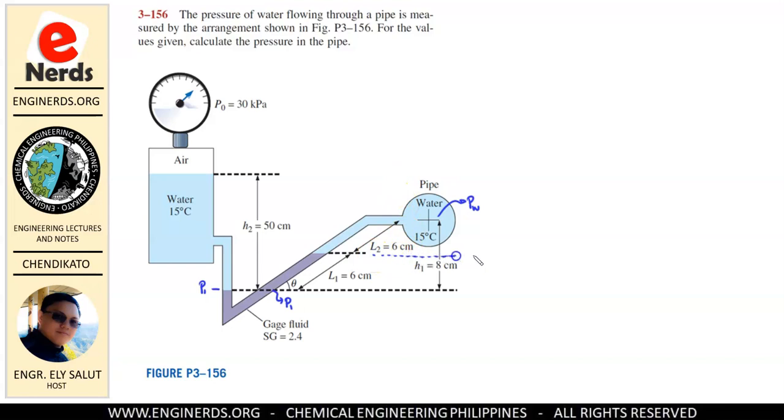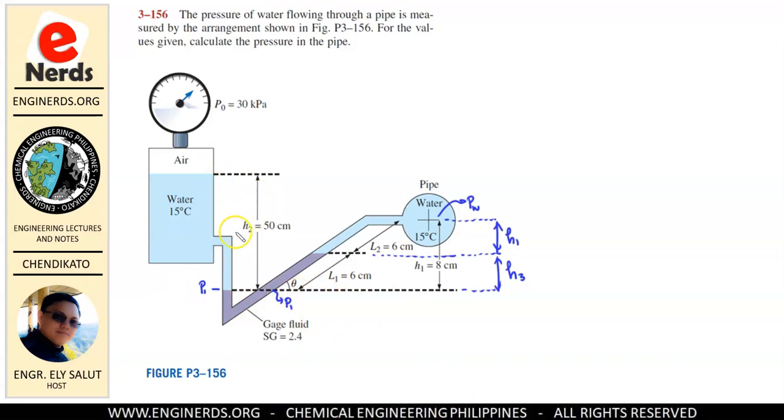So from here, because we already know that we need the vertical distance, from here to here, let us say this is our H1. We cannot use H2 because this is already H2. From here up to here, this will be H3. Okay, so we could easily identify our values. What else do we need to identify here?